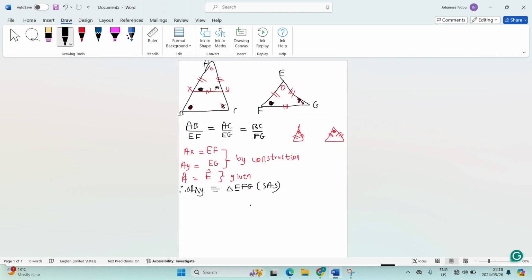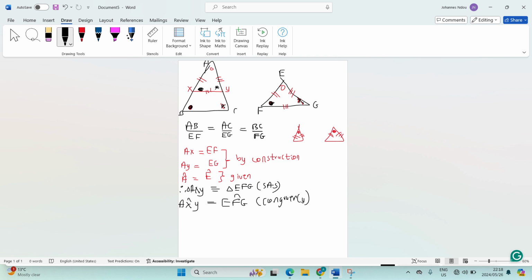So I'm going to say that angle AXY, because I'm representing an angle, I must put a cap, AXY is equal to angle EFG, sorry. And the reason for that is because triangles are congruent. So you can say congruency of triangles, or by congruence, and then you are done.